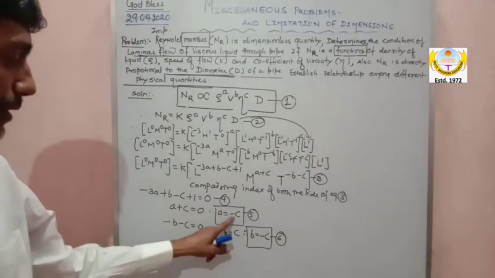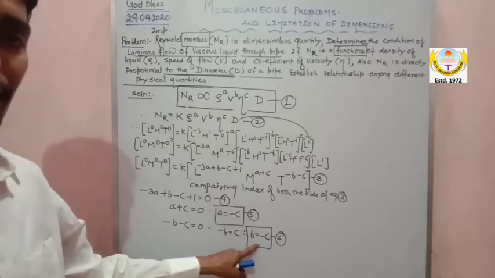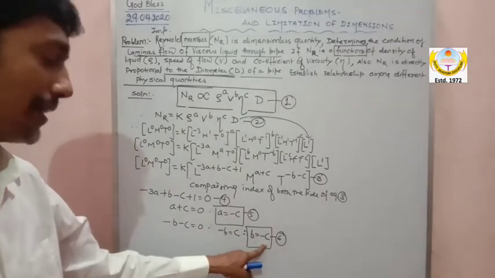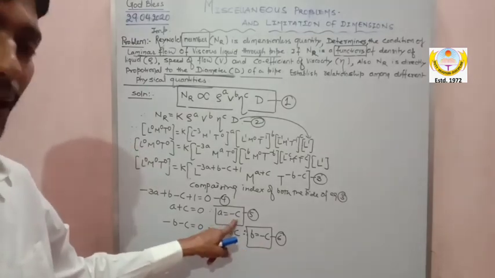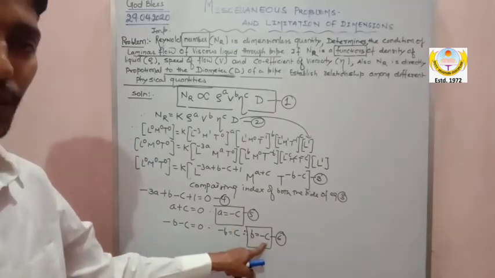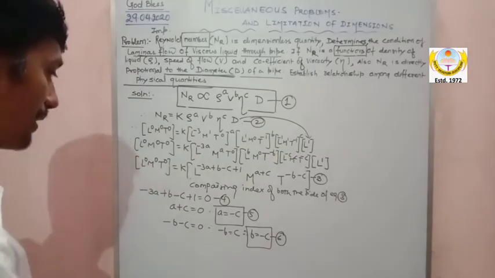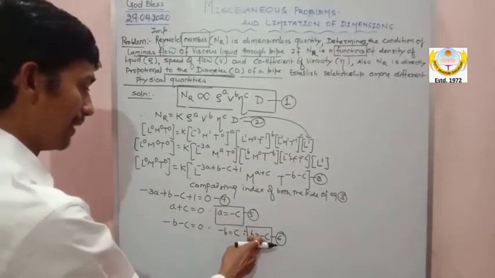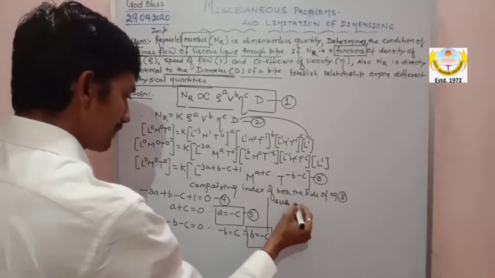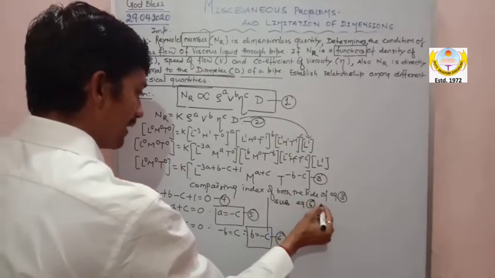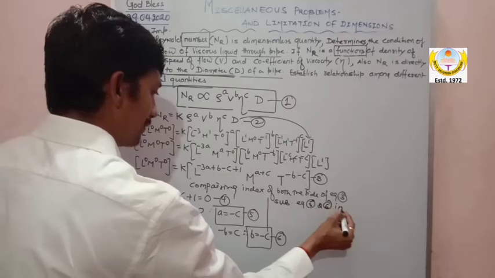My dear, A is also equal to minus C and B is also equal to minus C. You can see, everybody: A is equal to minus C and B is also equal to minus C. So now, if A is minus C and B is minus C, can I substitute equations 5 and 6 in 4?